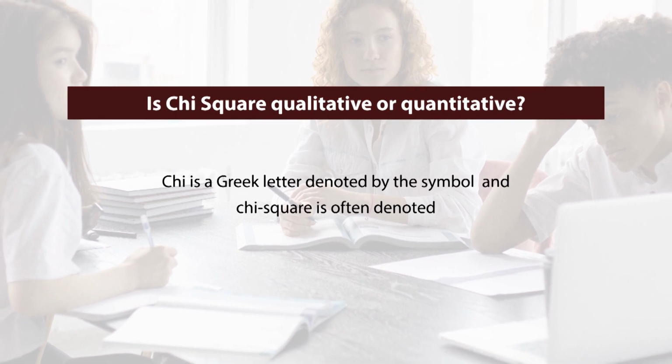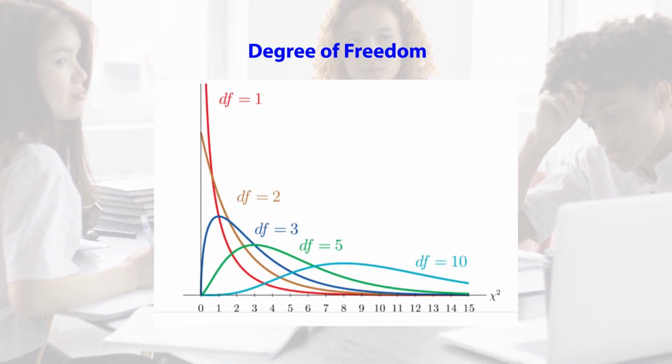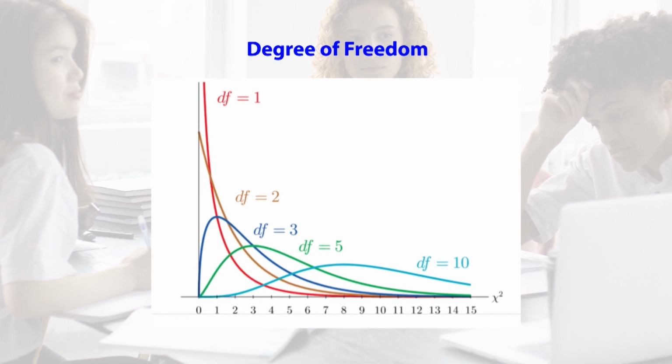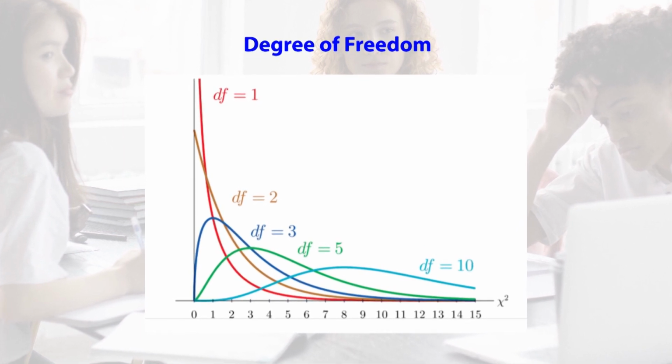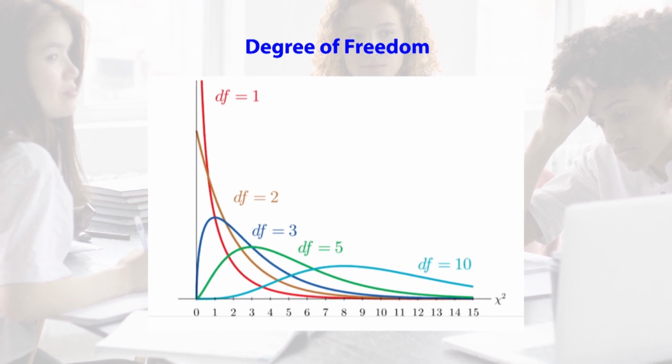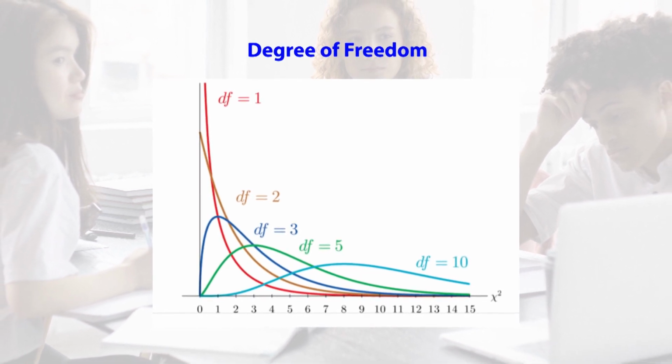So if you see the degree of freedom, degree of freedom 1 looks like the red color, degree of freedom 2 is in brown color, degree of freedom 3 is in blue color, degree of freedom 5 is green, and the last df is in fluorescent blue color. So this is all the shape of the curve, and the value of degree of freedom is this.